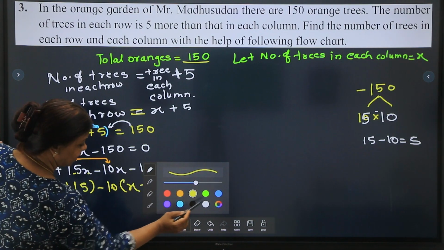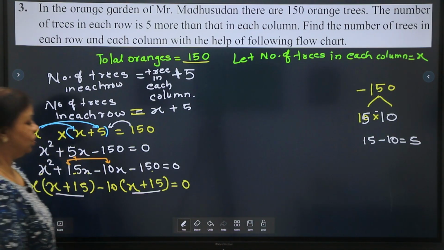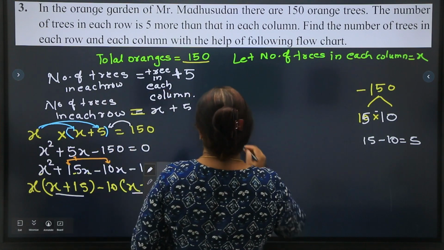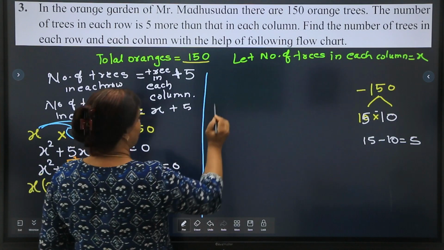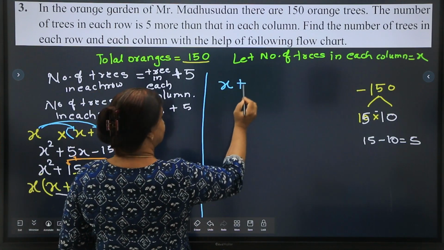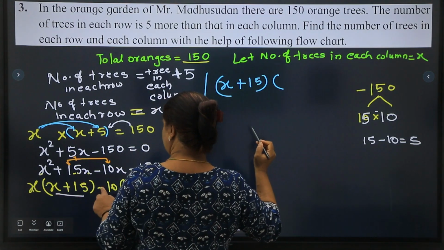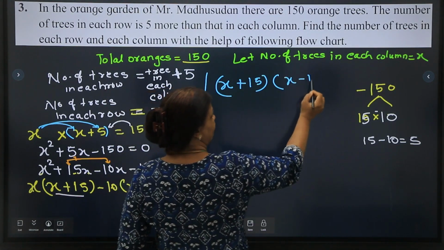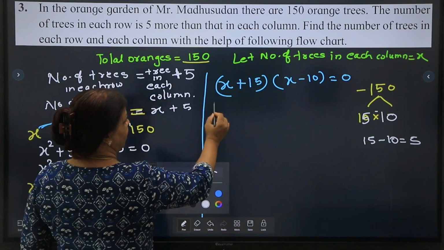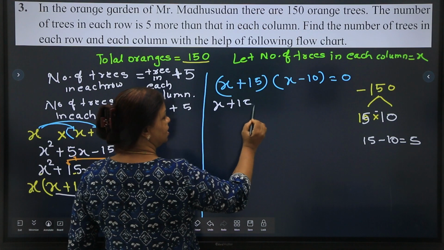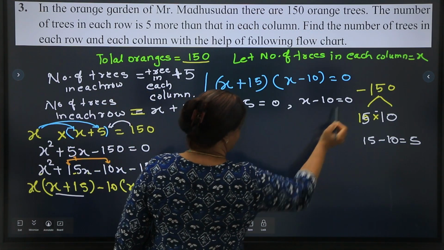Now, x plus 15 is there 2 times, therefore, we will be writing it only 1 time, and what will we get? We will get x plus 15 bracket close, and x minus 10, which is equal to 0. Now, we can write x plus 15 is equal to 0 and x minus 10 is equal to 0.